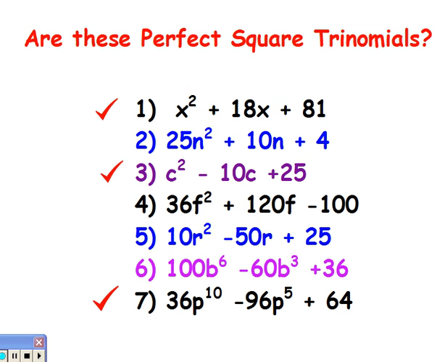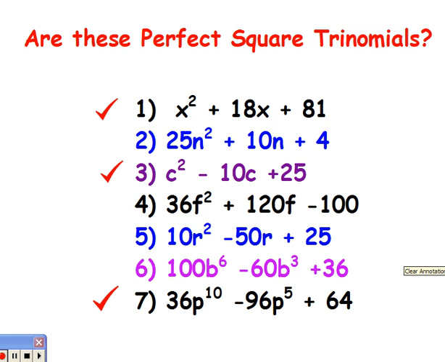Everything checks out. Number 2 is not, because let's see, right here we're squaring 5n, right here we're squaring 2, we have our plus sign, so far so good, but in the middle we need 5n times 2, that's 10n times 2. This would have had to have been a 20n, so it's not a perfect square trinomial.